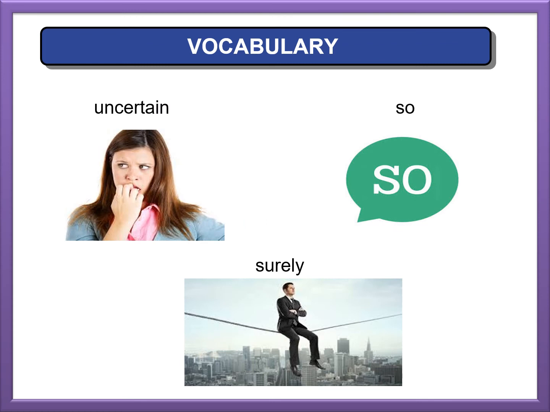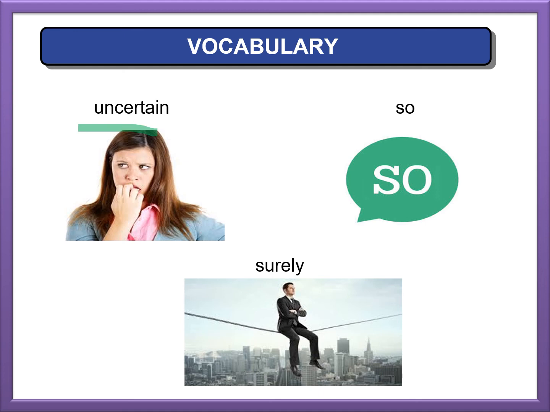Let's continue with the vocabulary. Uncertain. Again, I need the verb to be. I am uncertain about the holiday, for example. I am uncertain because we don't know if we are going to take it or not.